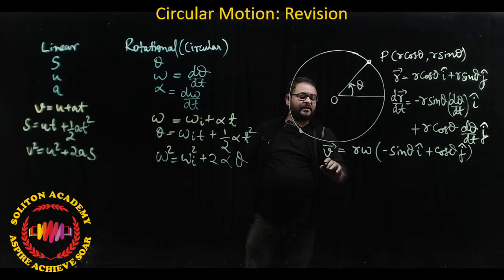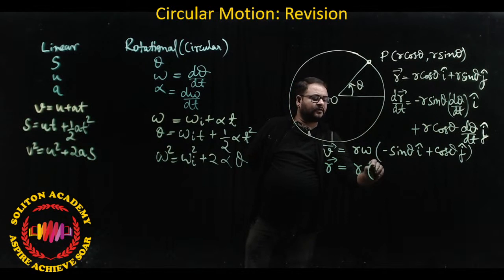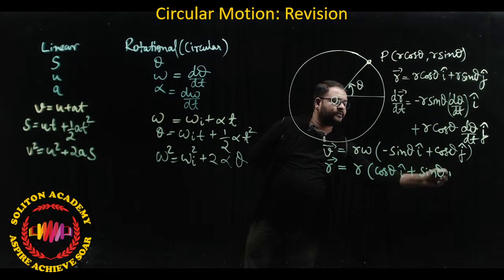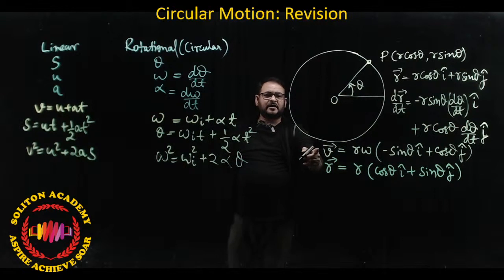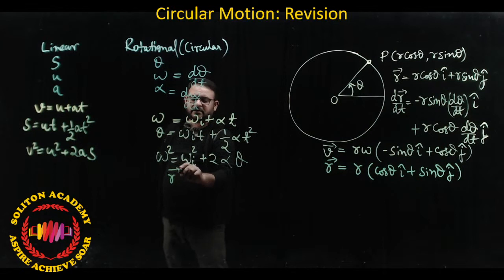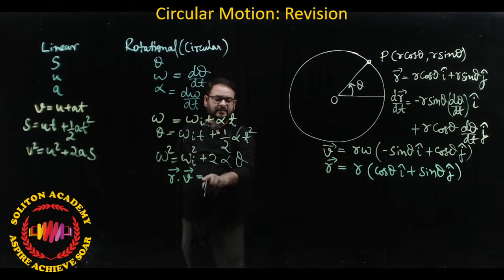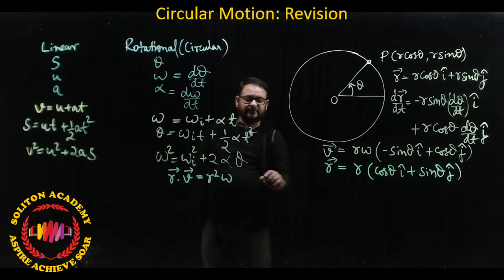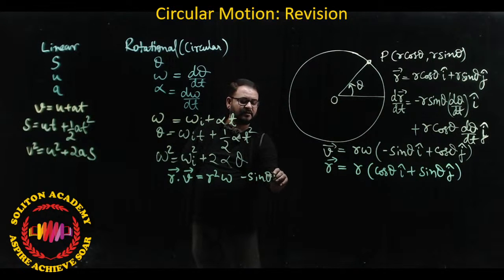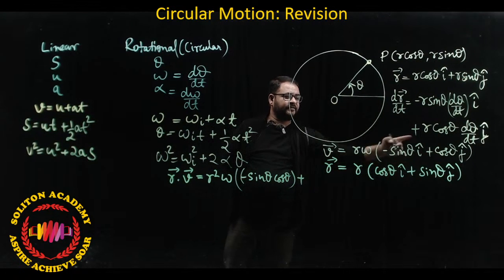Now let's compare it with r cos theta i cap plus sin theta j cap. Now what you can see here is V and R are perpendicular. So you can do R dot V, and you will see r square omega. i cap dot i cap will survive. So minus sin theta cos theta plus sin theta cos theta.